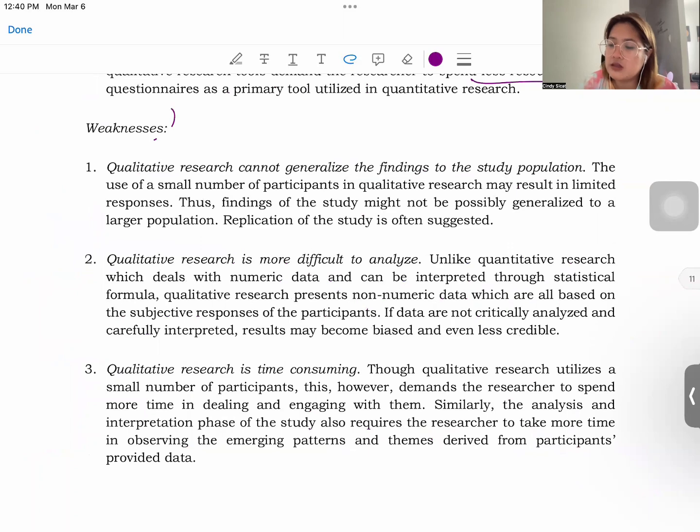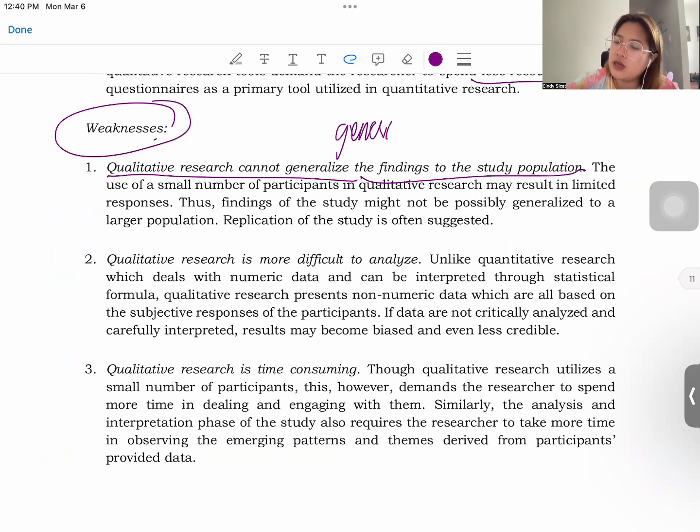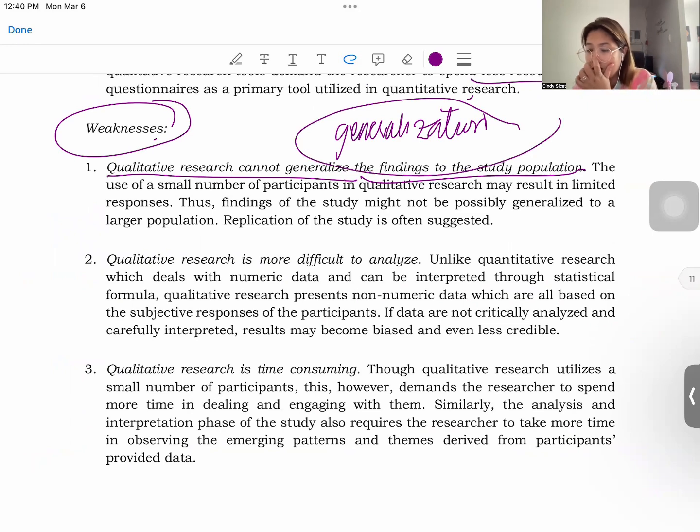For weaknesses, qualitative research cannot generalize the findings. Hindi siya generalizable. Unang-una, kasi maliit lang yung number of sample, okay? So, that cannot be used to generalize. So, it's not generalizable, but instead could like present an in-depth perspective about a particular issue.